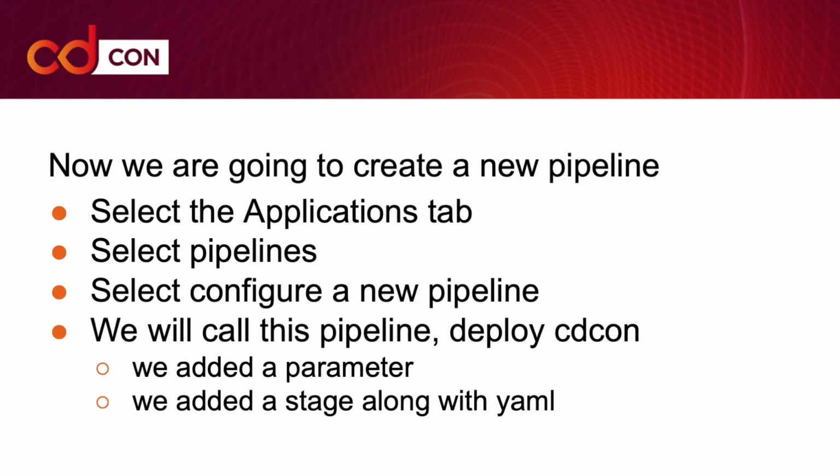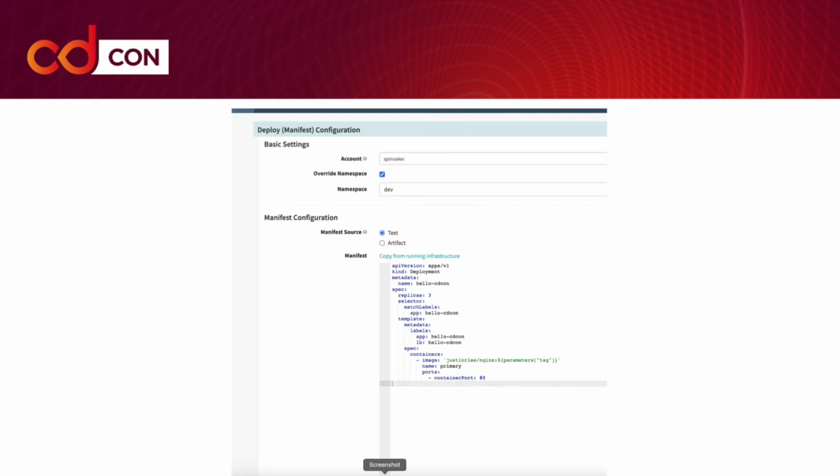Now we're going to go ahead and create a pipeline. So what you're going to want to do is in the UI, you're going to select the Applications tab. Make sure you're in your Hello CDCon application. You're going to select Pipelines and then select Configure a New Pipeline. We're going to go ahead and call this pipeline Deploy CDCon. We're going to add a parameter, and that'll have our tag in there. And then we're also going to add a stage along with the following YAML.